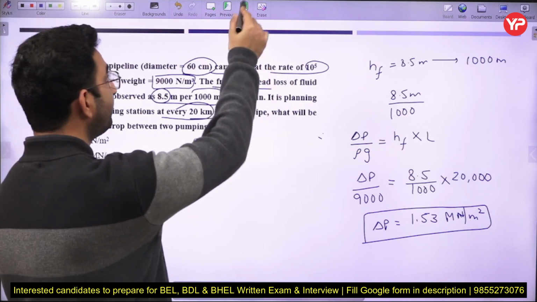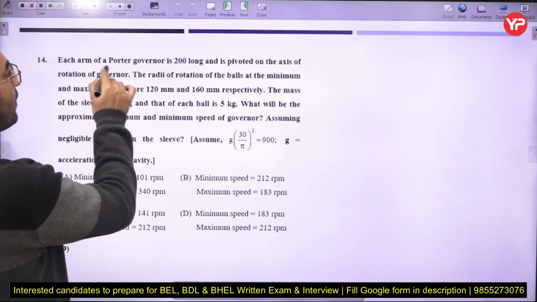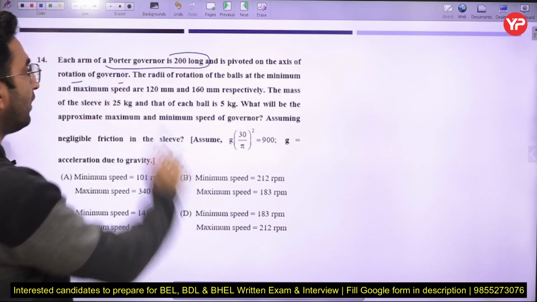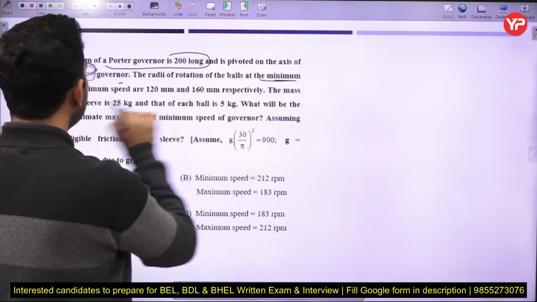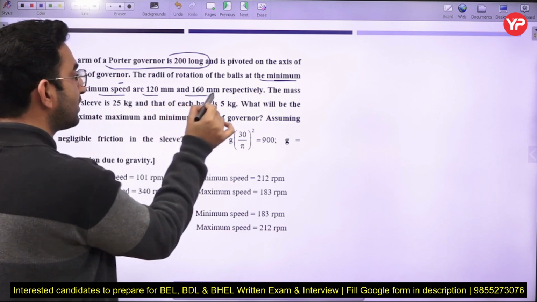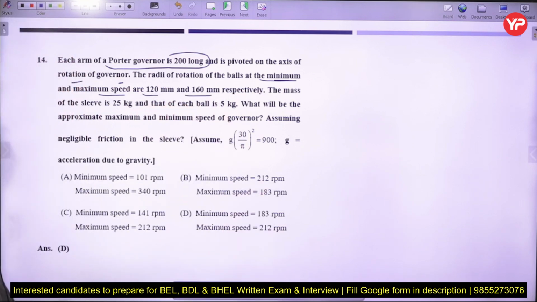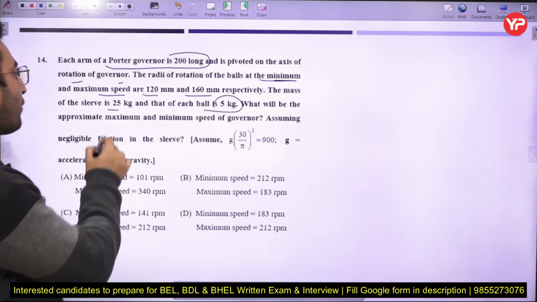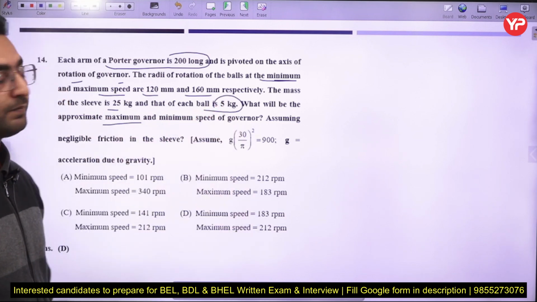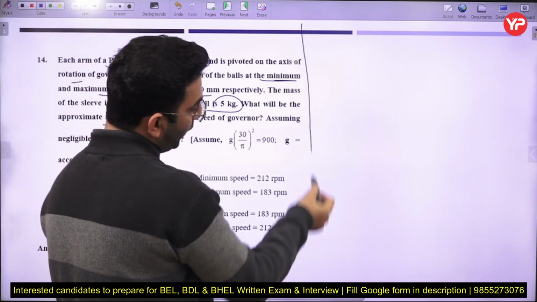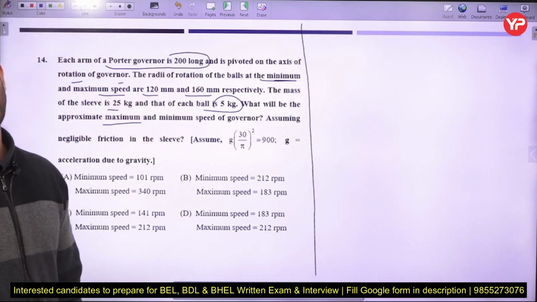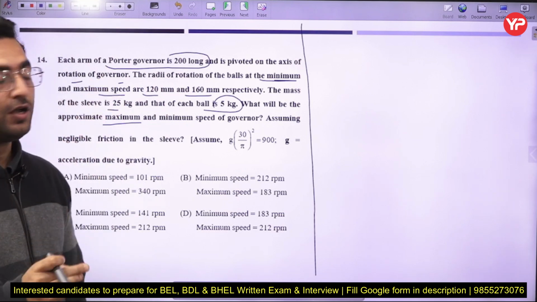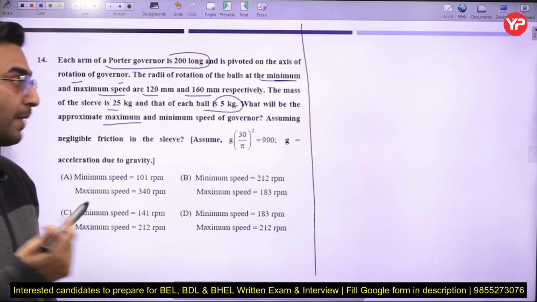The next part, each arm of a Porter governor is 200 millimeter long and is pivoted on the axis of rotation of the governor. The radius of rotation of the ball at minimum and maximum speed are 120 and 160 millimeter respectively. The mass of the sleeve is 25 kilogram and that of each ball is 5 kilogram here. So what will be the approximate values of maximum and minimum speed of the governor here? I have already told you that you are going to get only 35 to 40 seconds to solve this type of question here. Okay, so you don't have to do the complete calculations here. You just have to use your basic aptitude.